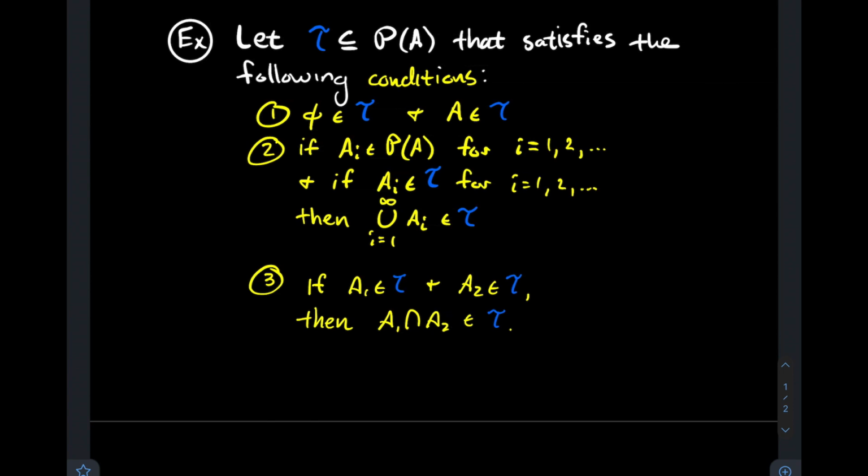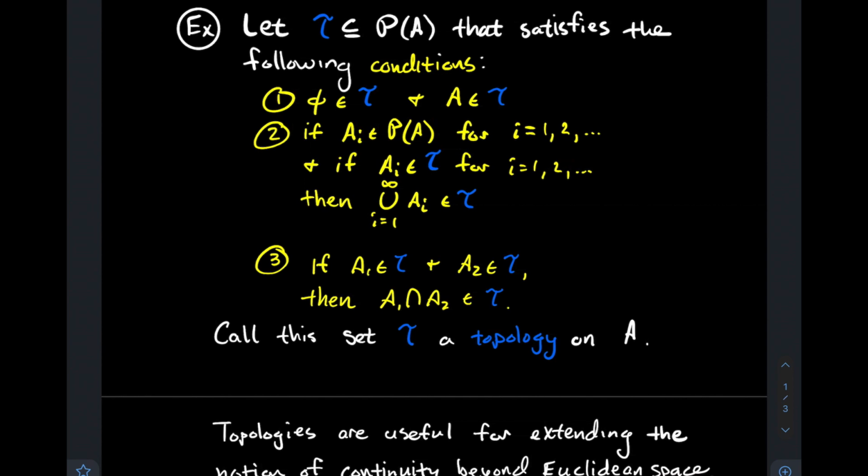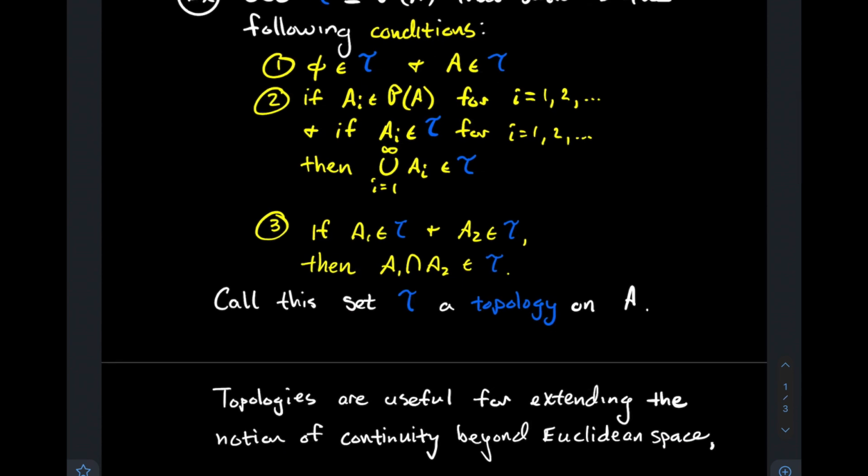What if you had a collection of subsets that satisfy these three properties? They get a name, and we're going to call that set T a topology on A. So why is this useful? What those three properties allow me to do is extend notions that I've seen in a calculus class about continuity. They allow me to extend that past Euclidean space.